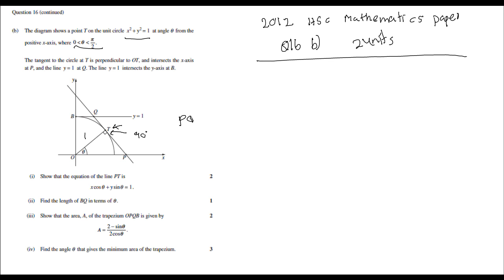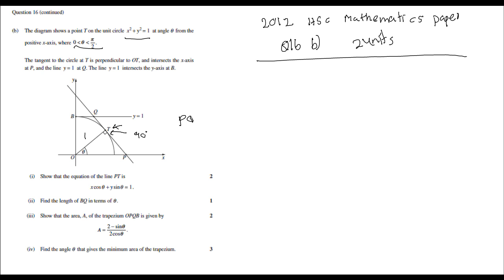There's a lot of information at first glance, but we don't need everything for the first part. Let's look at the first part: show that the equation of the line PT is x cos theta plus y sin theta equals 1. Don't worry about the equation at first sight. How did they come up with that? We'll have to eventually build it.